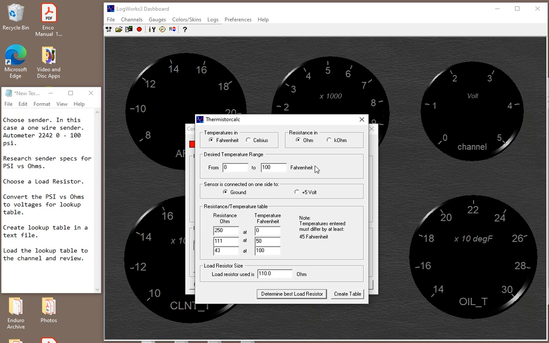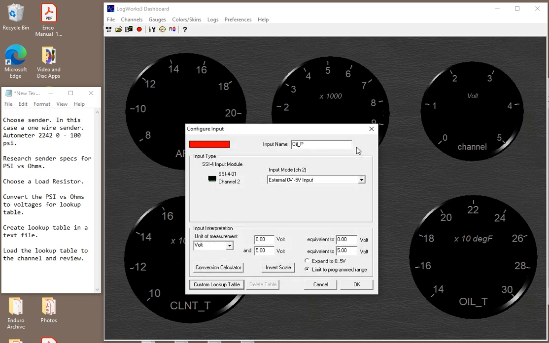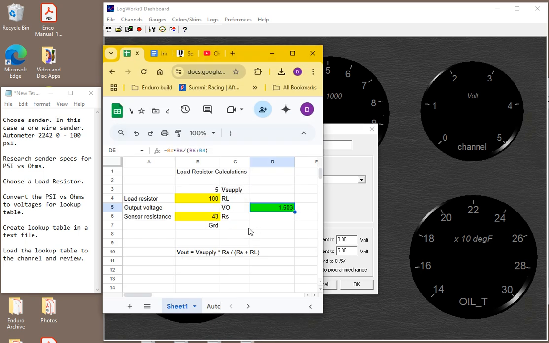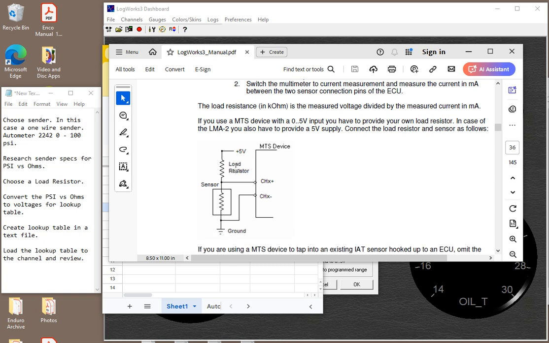We don't want to create a table right now. That was just to get a load resistor. Like I said, I'm going to use a 100 ohm resistor for this, but now we have to convert that resistance into a voltage for the lookup table to use. So I made myself a little calculator in Google Sheets. This is the voltage out of the voltage divider. The load resistor is going to be 100 ohms, and the sensor resistance we know from that spec sheet.